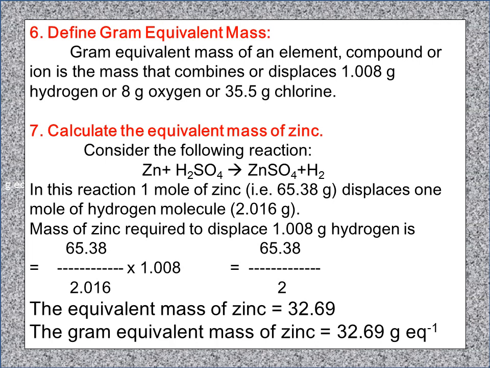Here there is an example given of how to calculate equivalent mass of zinc. Zinc reacts with sulfuric acid to give zinc sulfate and displaces hydrogen. So already I told you gram equivalent mass is nothing but the mass of the substance that can liberate 1.008 grams of hydrogen.